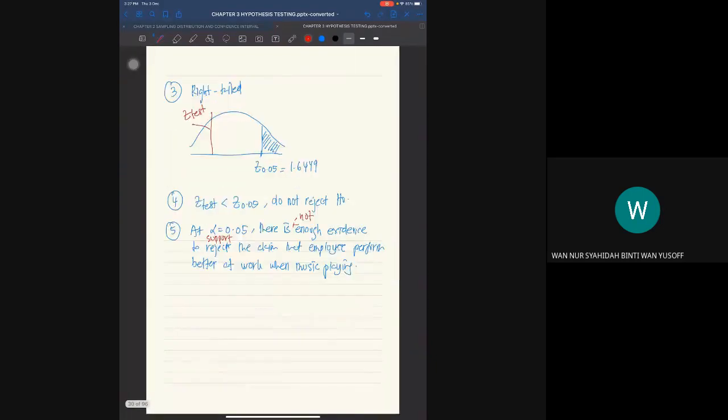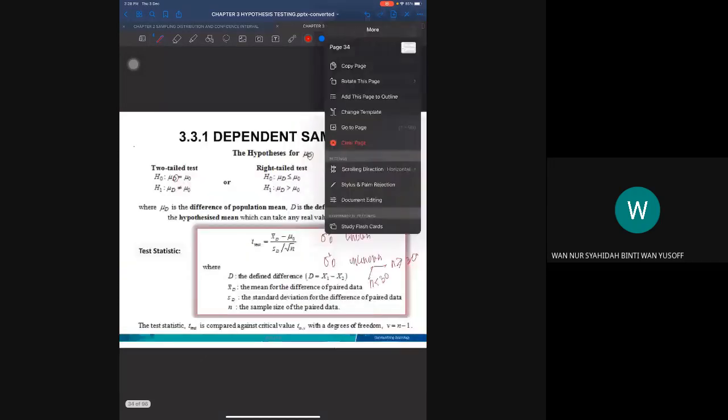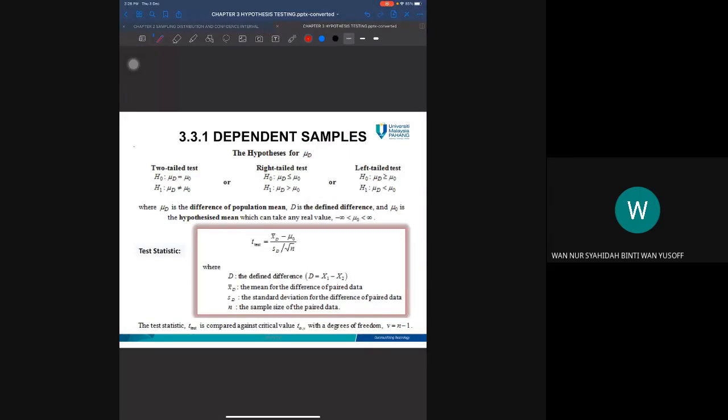Okay, so we go to the dependent sample. Dependent sample means we have two different sets of data from the same population, so from the same subject. So how do we analyze? We combine those two data by calculating the data difference. The rest of the analysis is based on the data difference. That's why the parameter that we have is mu d, where d represents data difference.